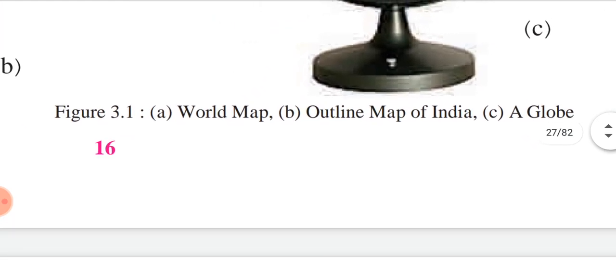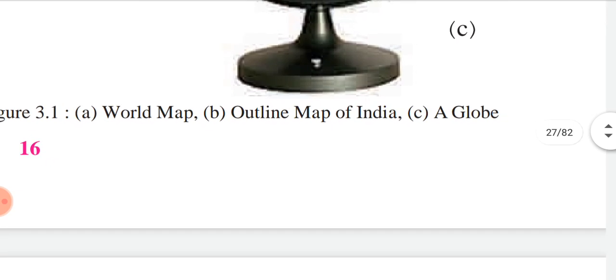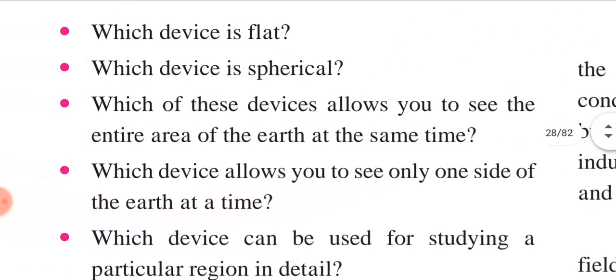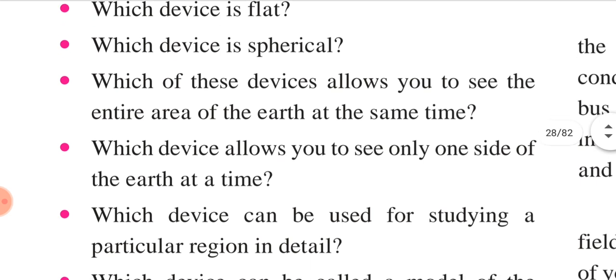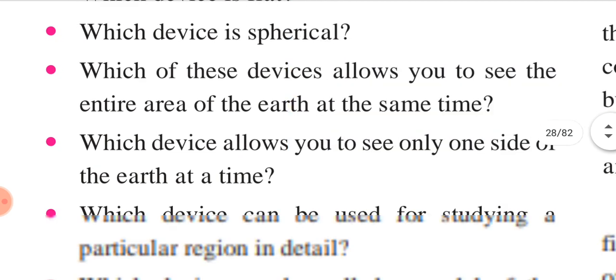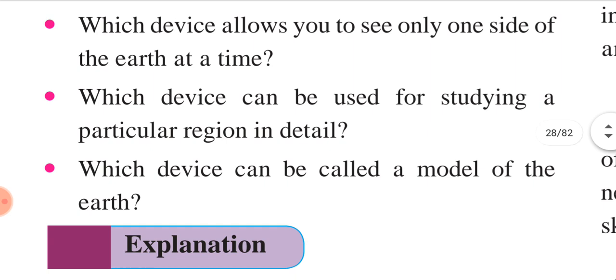See here, figure 3.1. It is a world map, outline map of India as well as a globe. Now here some questions are given. Which device is flat? Which device is spherical, means round? Which of these devices allows you to see the entire area of the earth at the same time? Which device allows you to see the whole one side of the earth at a time? Which device can be used for studying a particular region in detail? Which device can be called a model of the earth?